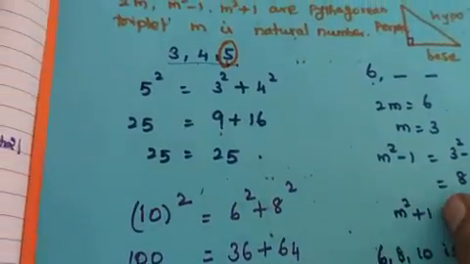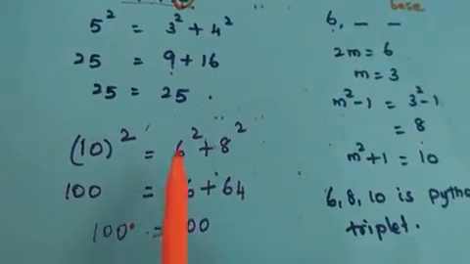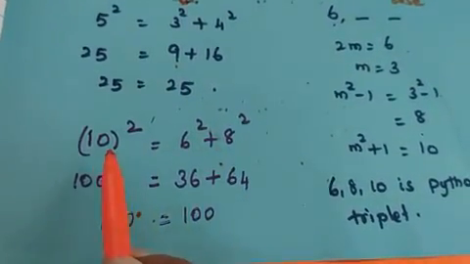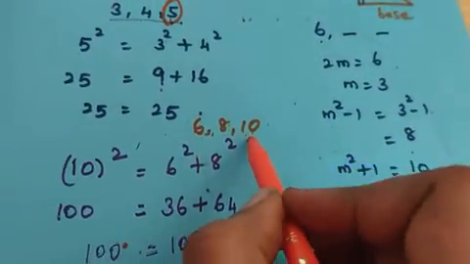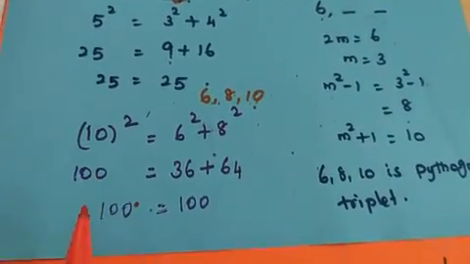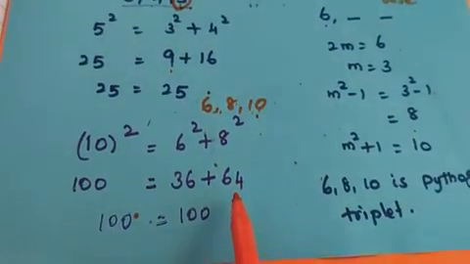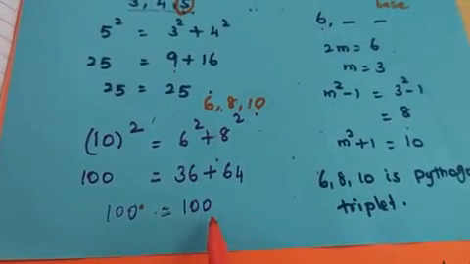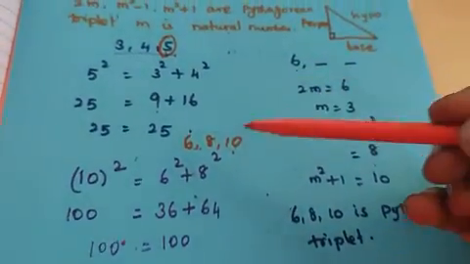For example, one more set we can take to make you understand clearly. Here I have taken 6, 8 and 10. Among these three, 10 is the greatest number. So 10 squared should equal 6 squared plus 8 squared. So 10 squared is 100, and 6 squared is 36 and 8 squared is 64. So 36 plus 64 becomes 100. So both ways we are getting the same answer. So it satisfies the Pythagoras theorem. So it is a triplet.